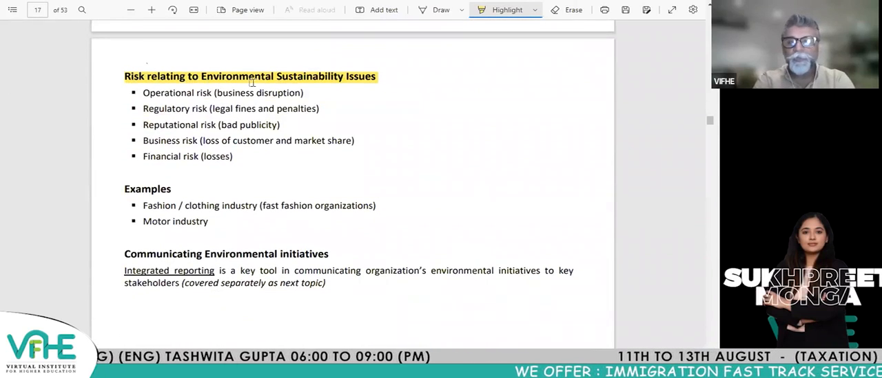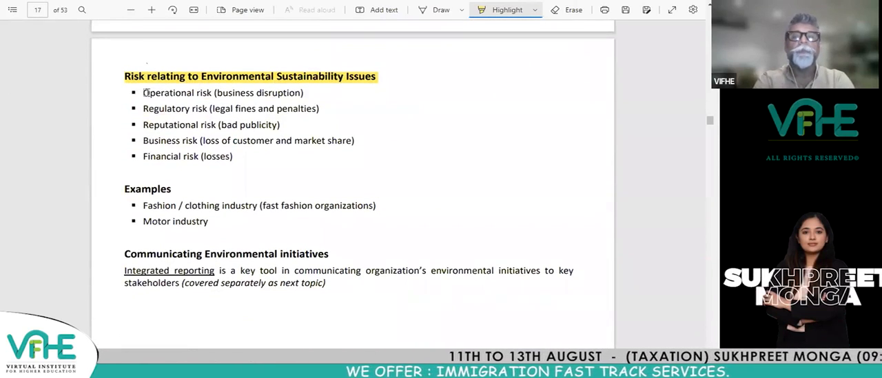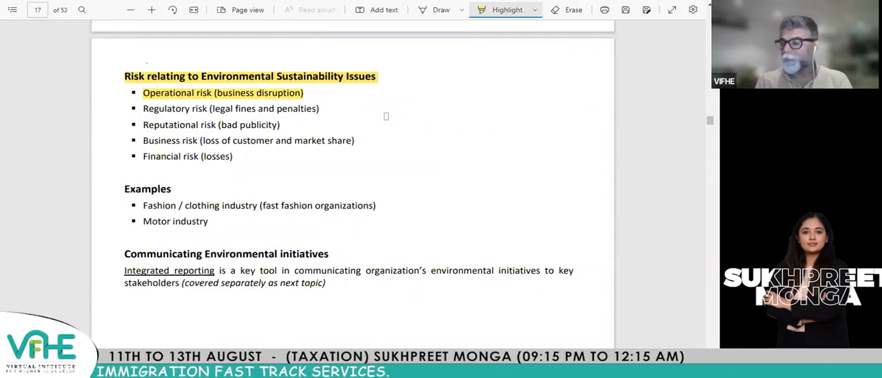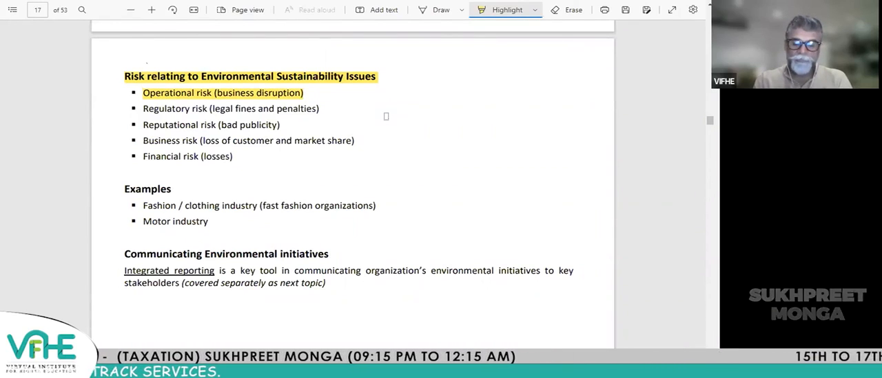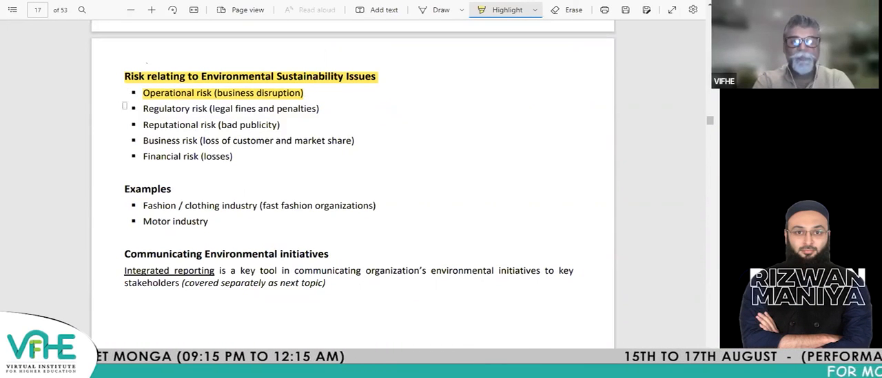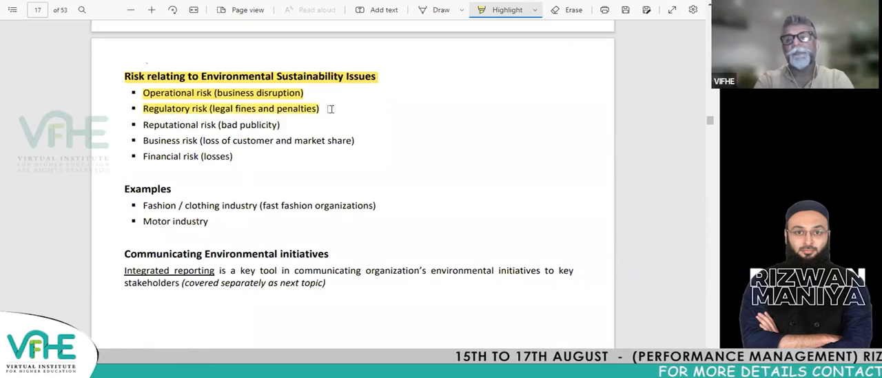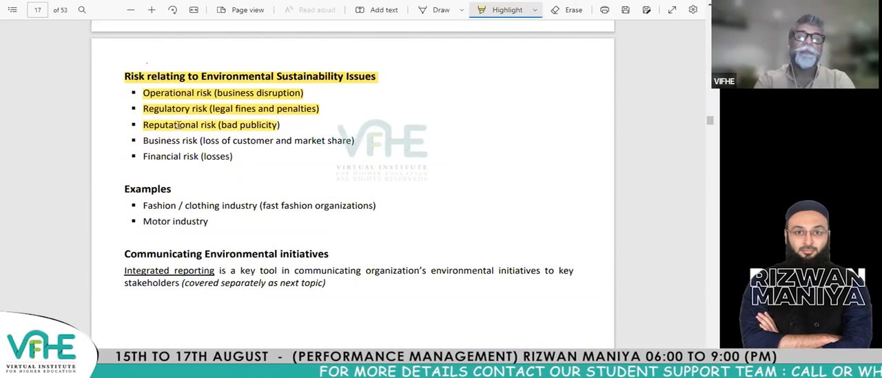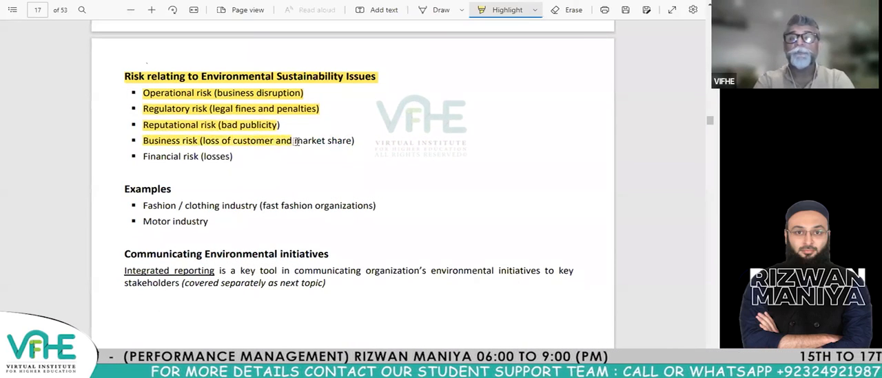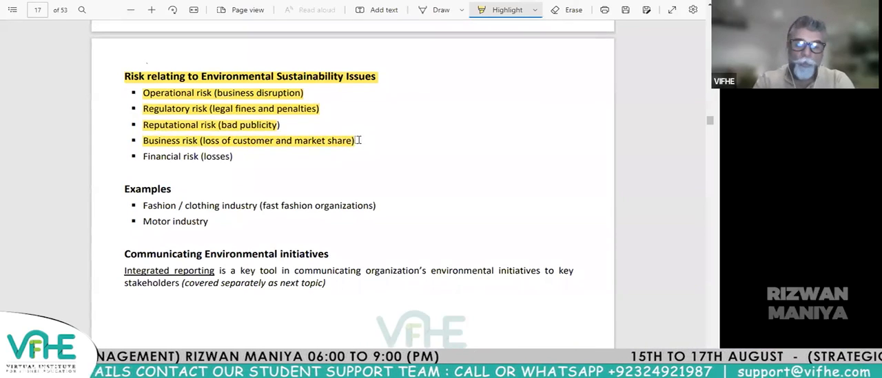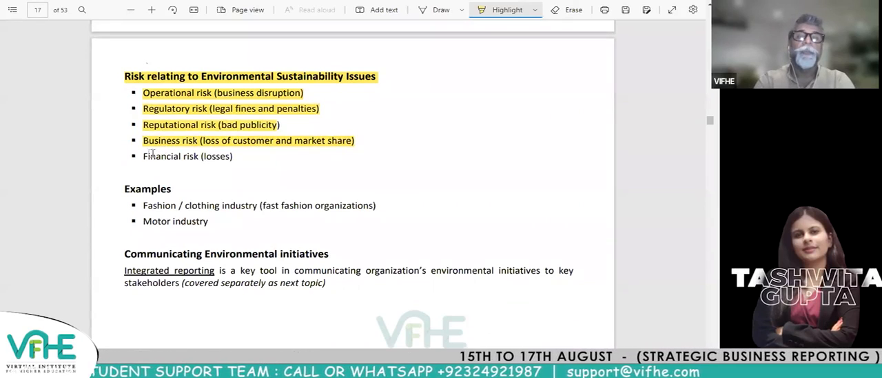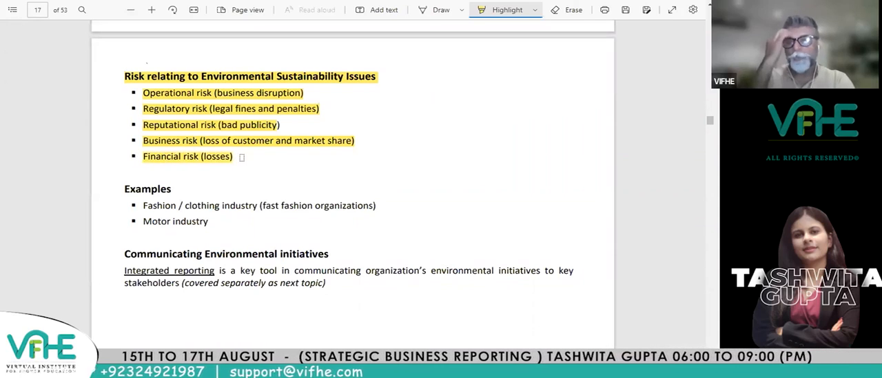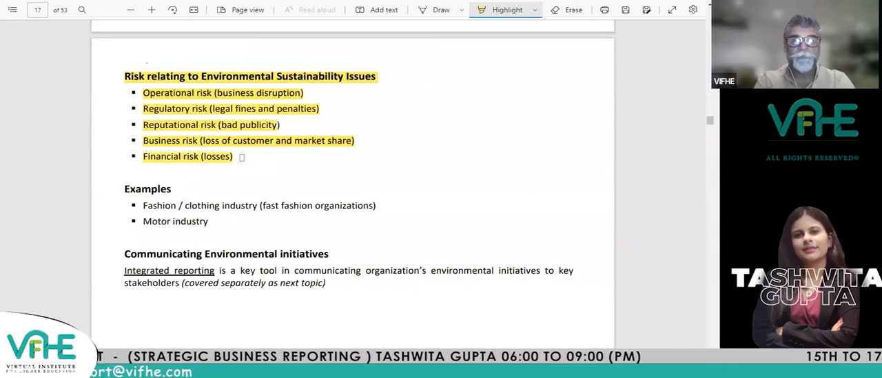So what are the risks relating to environmental sustainability issues? Number one, operational risks, like business disruption. If something goes wrong, it might cause a temporary disruption to the business. Then there are regulatory risks like legal fines and penalties. Then there's reputational risk like bad publicity. There could be business risk like loss of customers, loss of market share, loss of competitive advantage, loss of revenues. And ultimately, all this will result in financial risk, financial losses, a great hit to your P&L, and even your balance sheet might shake a little bit.